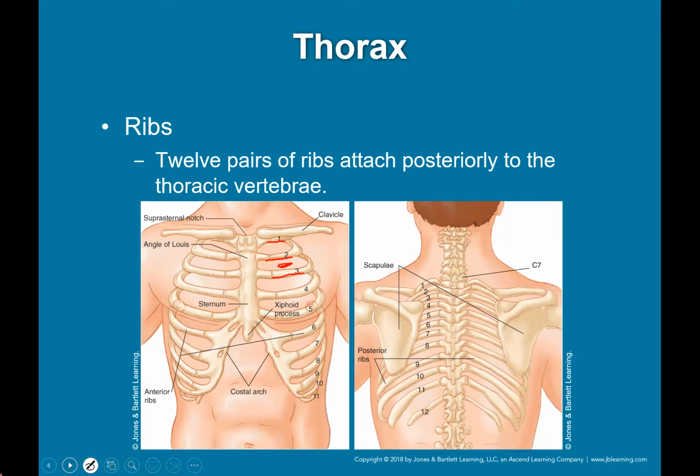But the point for needle decompression is your second intercostal space, mid-clavicular line. What I mean by mid-clavicular is if you find your clavicle and draw a line straight down it, that's the area where I should be performing decompression. Now, why do we perform them up high? It's because we're trying to release air. A lot of the time they put chest tubes in down low because they're trying to get rid of fluid.